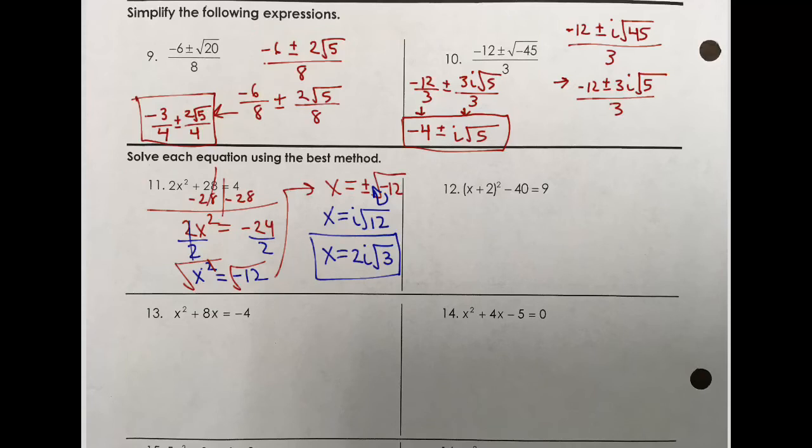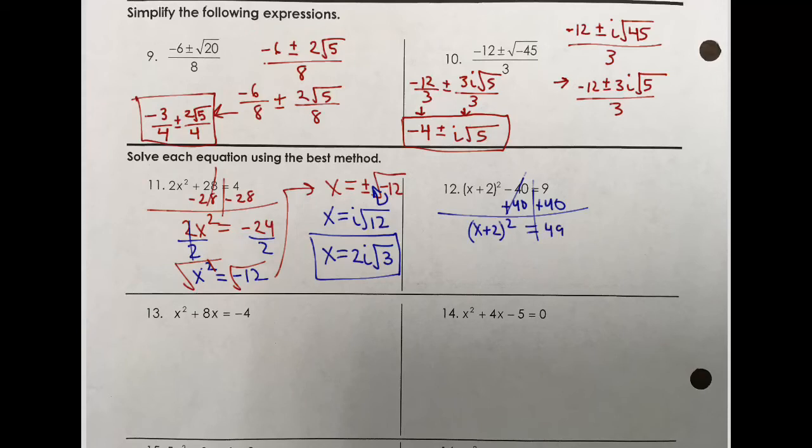All right, going on to number 12. So here we see that we have parentheses squared, which means it's another one that we want to solve by taking the square root. So let's get everything away from the parentheses. So we want to add 40, that cancels, leaving us with x plus 2 squared is equal to 49.